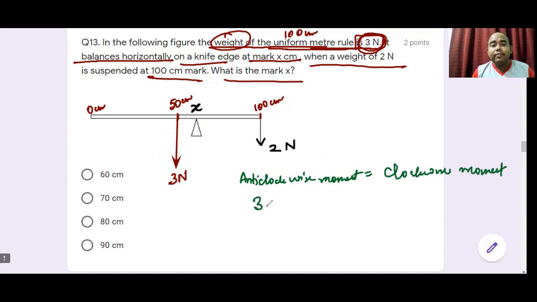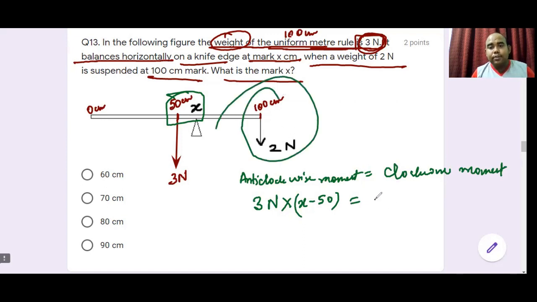Anti-clockwise moment कितना? 3 न्यूटन into ये डिस्टेंस. कौन सा डिस्टेंस है ये? x minus 50. x minus 50, ये x मुझे निकालना है. ये x एक मार्क है, वो मार्क का क्या वैल्यू है? And clockwise moment कितना? 2 न्यूटन, क्योंकि F into d, फोर्स into डिस्टेंस, परपेंडिकुलर डिस्टेंस. तो फोर्स हमारा 2 न्यूटन है, और ये डिस्टेंस कितना है? 100 minus x. इस इक्वेशन को सॉल्व करो, वेरी सिंपल.